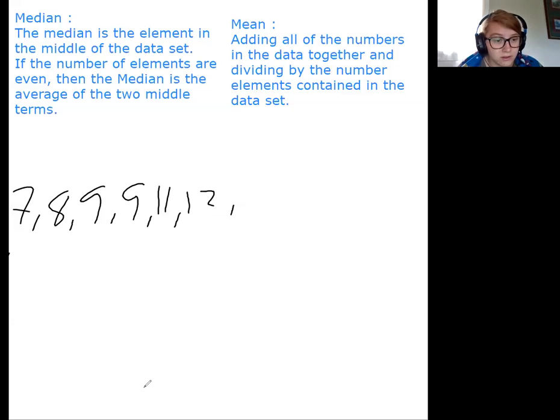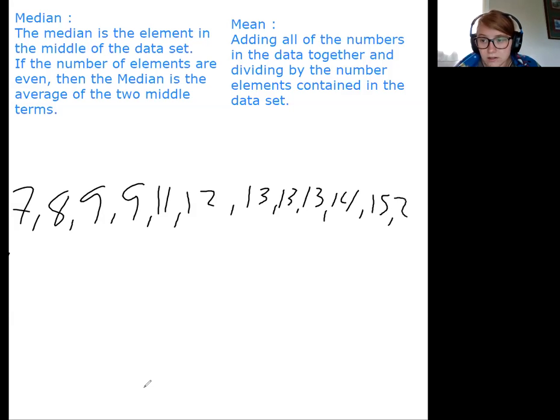12, 3 13s, a 14, a 15, and a 20. There. So I have 1, 2, 3, 4, 5, 6, 7, 8, 9, 10, 11, 12. Woo, I got them all.